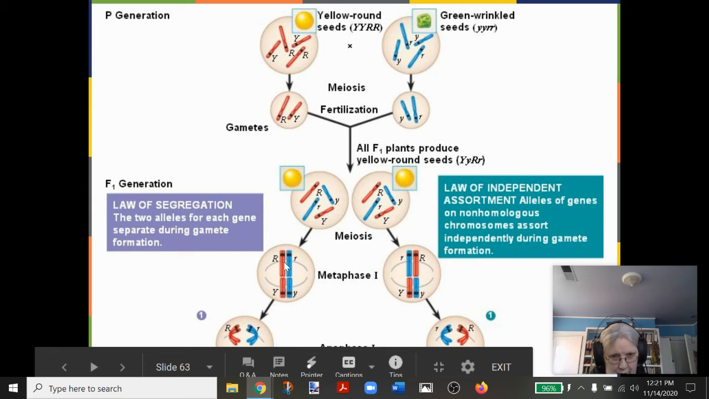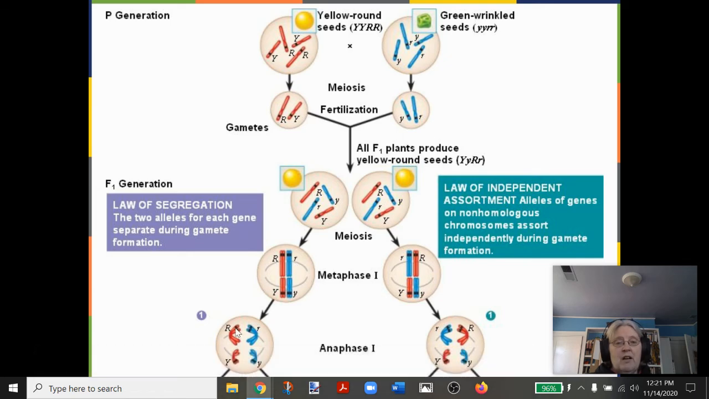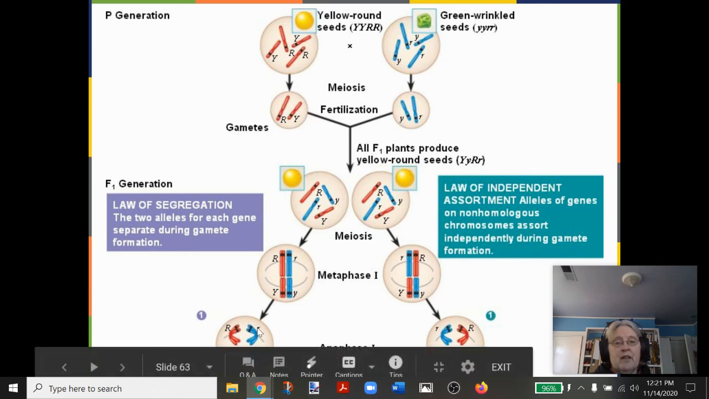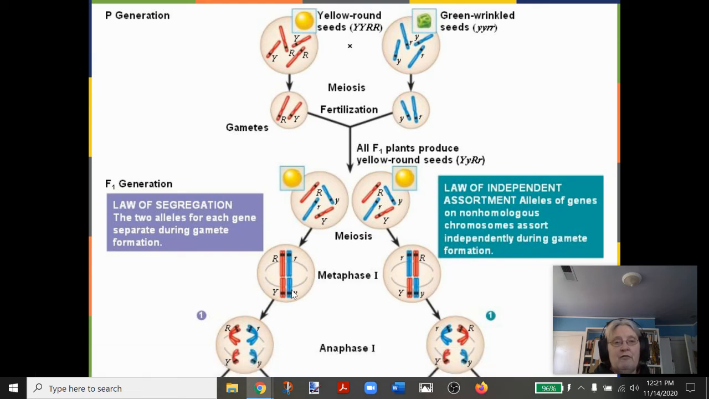Now, please remember that these chromosome pairs now line up head to toe, toe to foot. In anaphase 1, the alleles now separate equally so that half of the alleles get big R, half get little r, half get big Y, half get little y. That, my friends, is the first law of segregation.